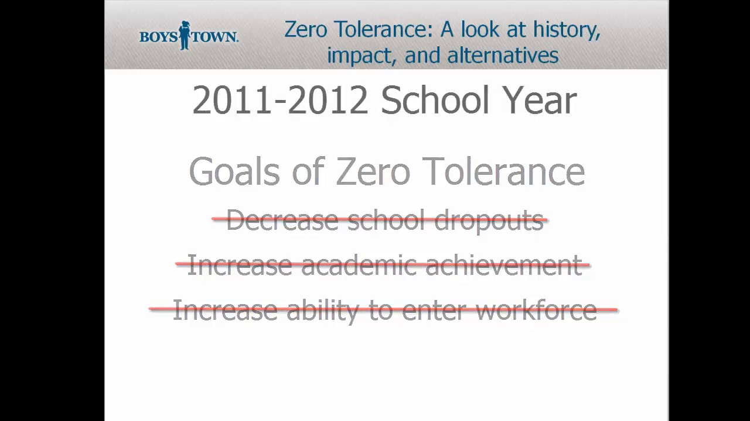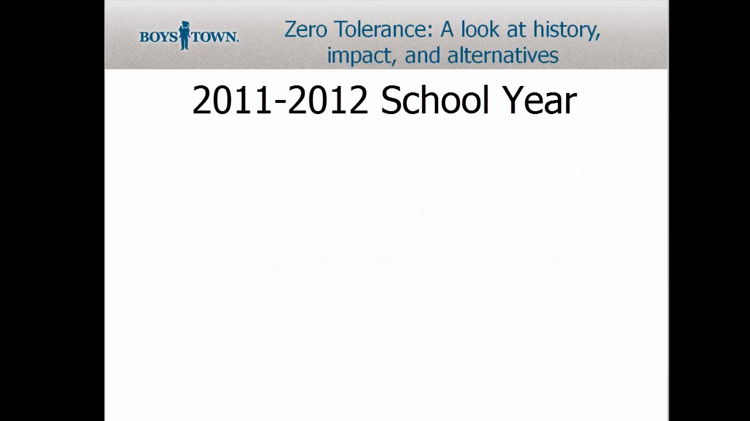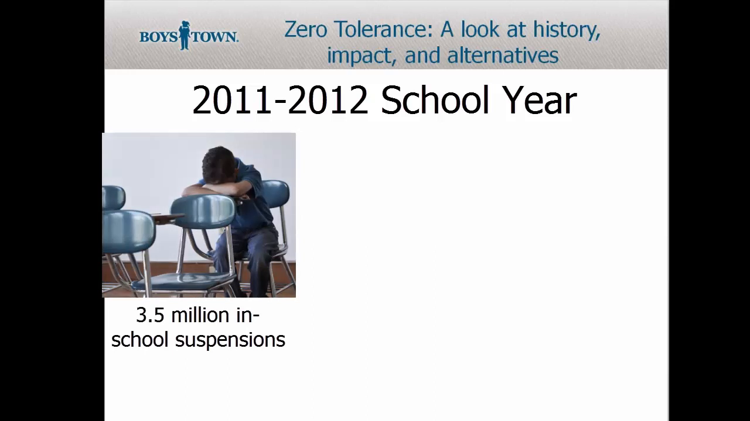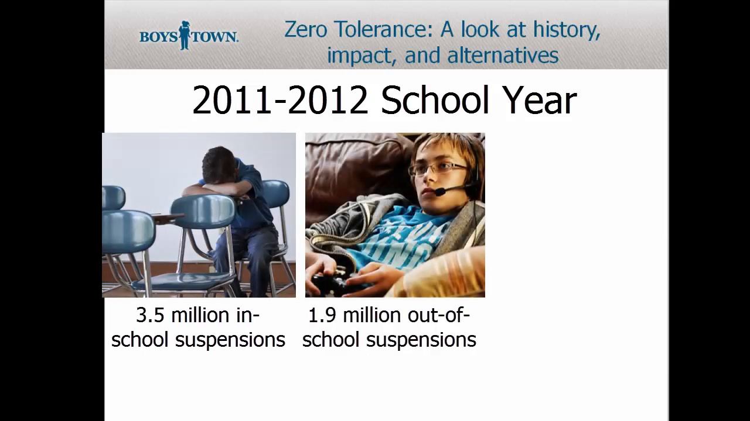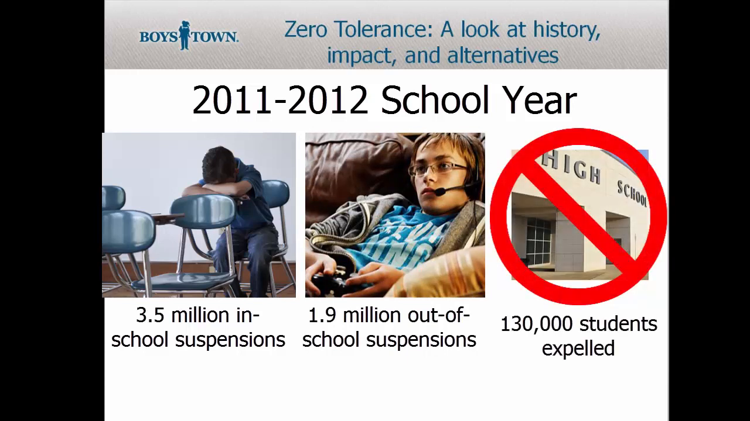Let's look at the 2011-2012 school year. This is a year where we saw 3.5 million students receive in-school suspensions. 1.9 million students received an out-of-school suspension, and 130,000 were expelled. And these numbers are not just impacting our middle or high school students. We're seeing a significant impact on the youngest among us.